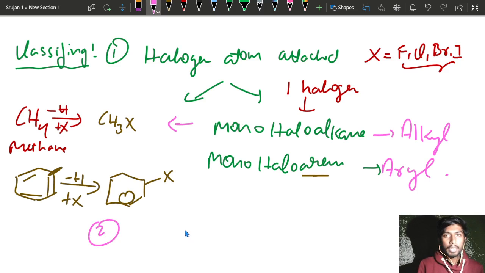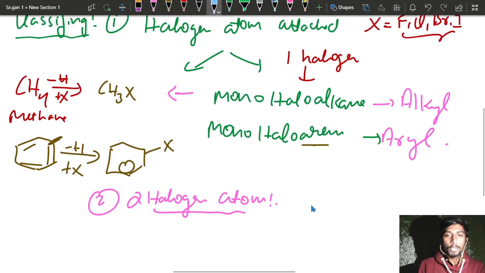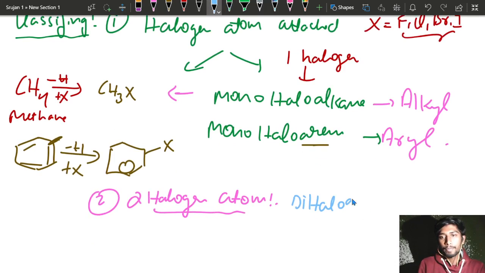the next part is if the compound contains two halogen atoms. If it contains two halogen atoms, then what will that be? Those are called dihaloalkanes, or they can be called dihaloarenes.